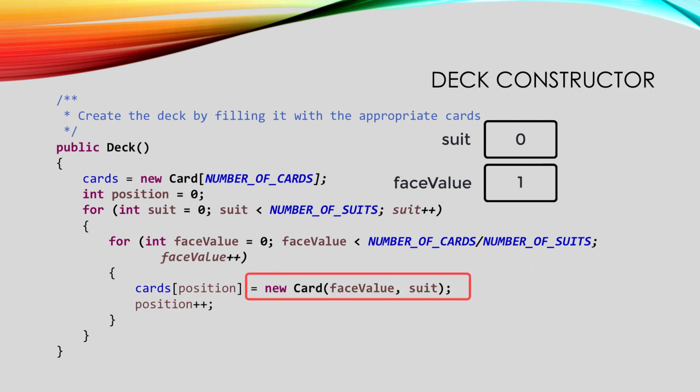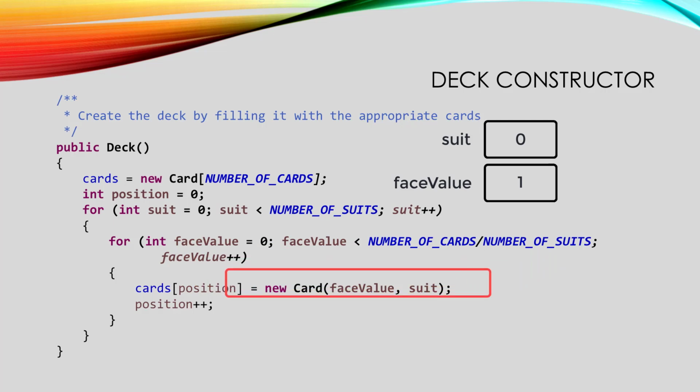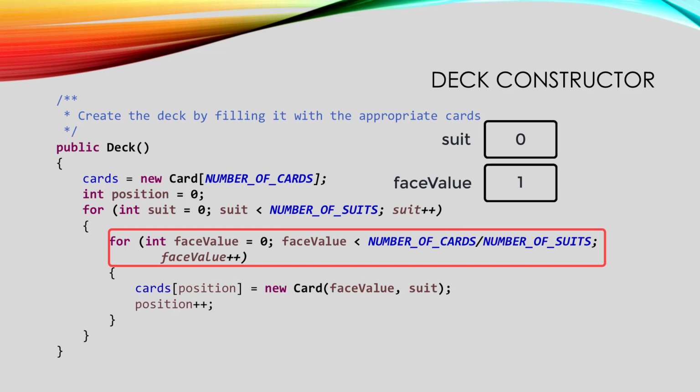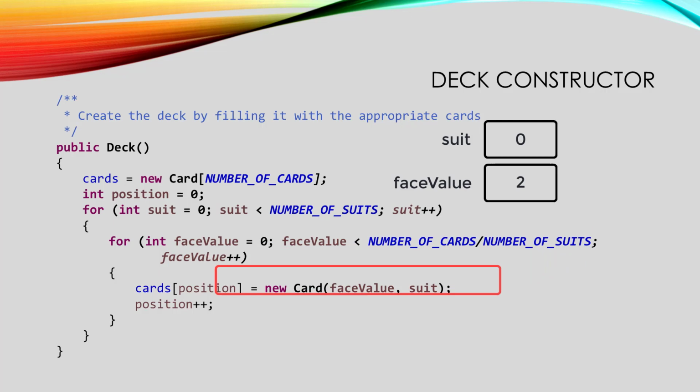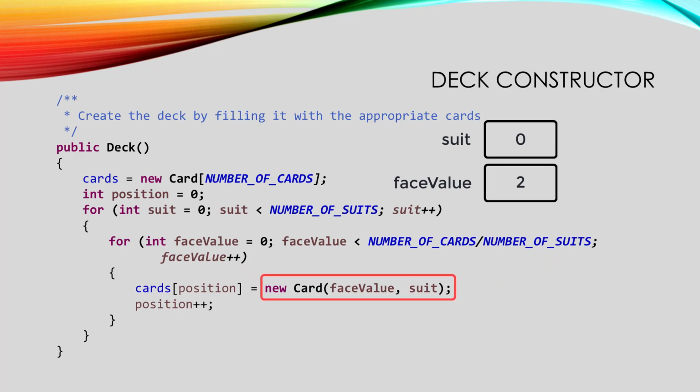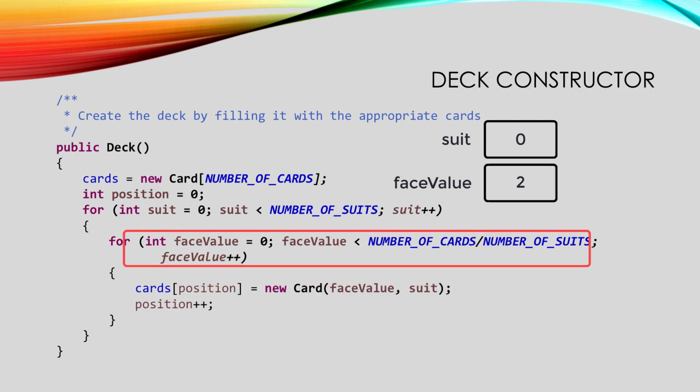That loop isn't finished, so we create a card with a face value of 1 and a suit of 0. We go back to the top of the inner loop, and face value gets incremented. That loop still isn't finished, so we create a card with a face value of 2 and a suit of 0. And that inner loop keeps going until we create a card with a face value of 12 and a suit of 0. That time, when face value becomes 13, the inner loop will end.